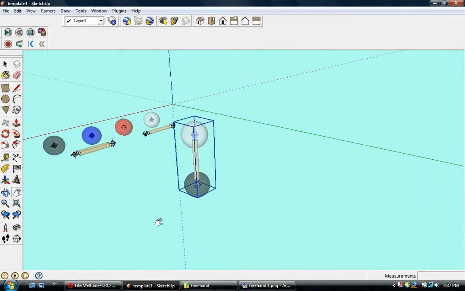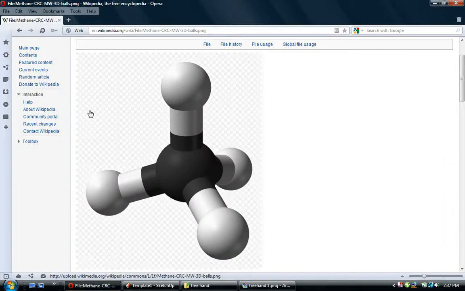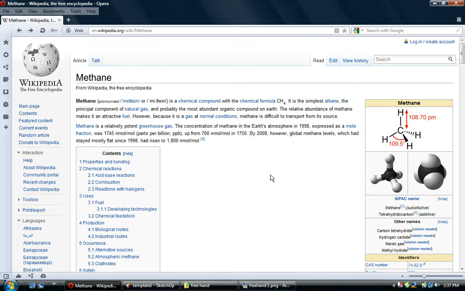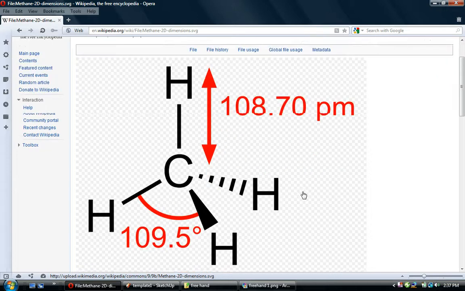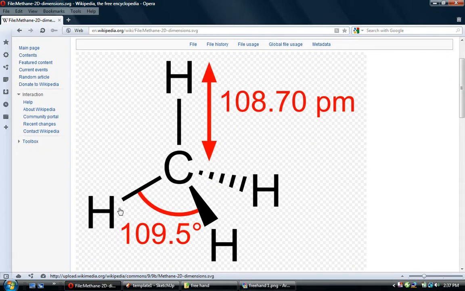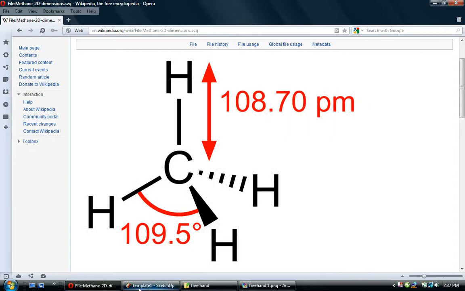So what's the angle between this and the next bond? Let's go back here to the Wikipedia article, and here we see a diagram, and it shows that the angle is 109.5 degrees, and this is the same between all of the bonds, so they only show it once, 109.5 degrees.